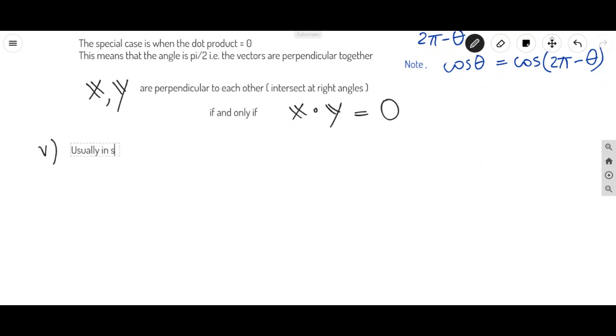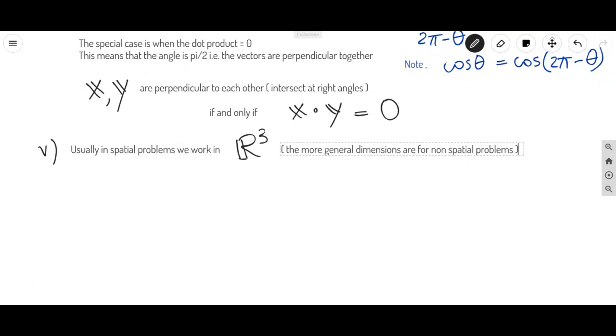Now, usually in spatial problems, we work in R3. For those of you who are engineering students, you probably work in R3 all the time. You draw models and constructions in R3. So usually in spatial problems, we work in R3. And the more general dimensions are for non-spatial problems. If you're wondering, do we ever use R to the 50 or something? You do, but not for spatial problems.